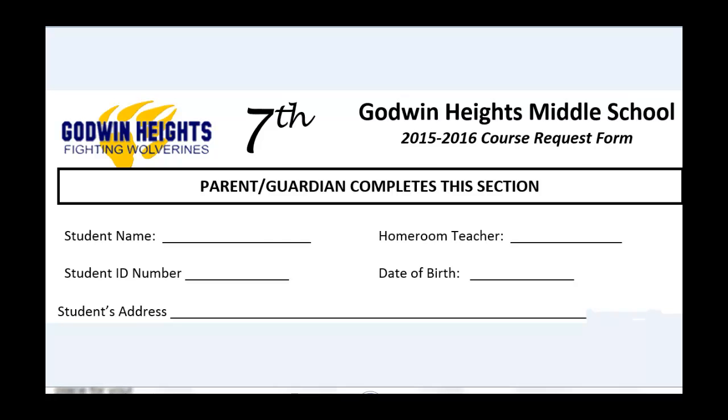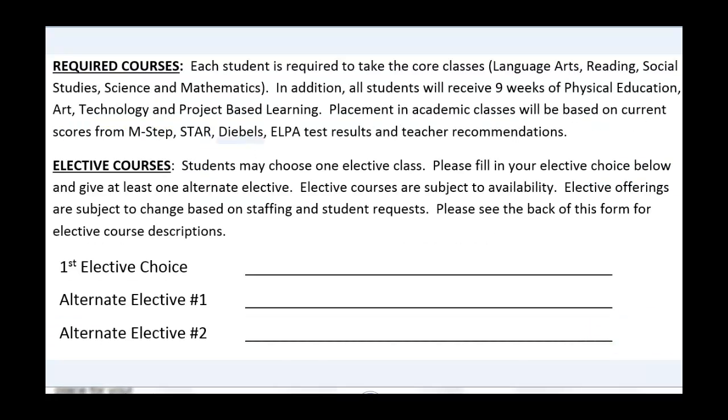Just beneath your student information section, you'll see information regarding courses. The first thing is the required courses. Every student in 7th and 8th grade is required to take a group of core classes. This would include language arts, reading, social studies, science, and math. In addition to these classes, all students will receive 9 weeks worth of instruction over the course of the year in physical education, art, technology, and project-based learning. Please note that students are placed in academic classes according to their testing data and teacher recommendations.